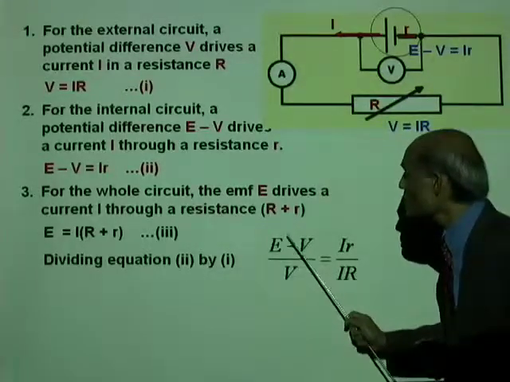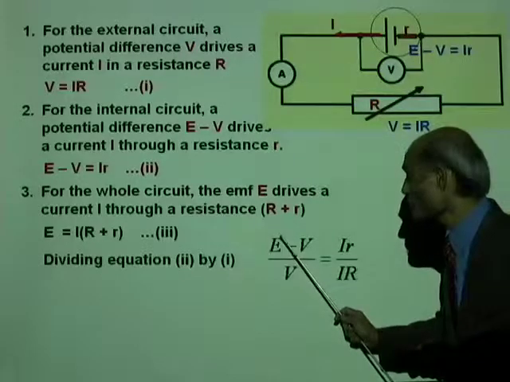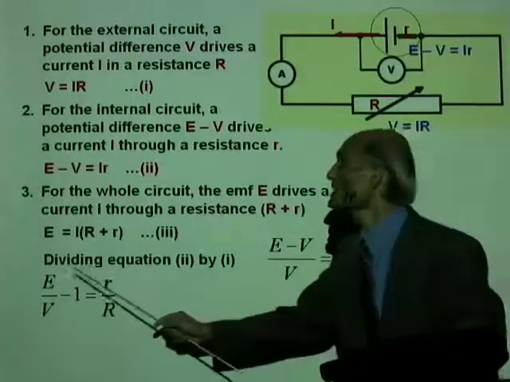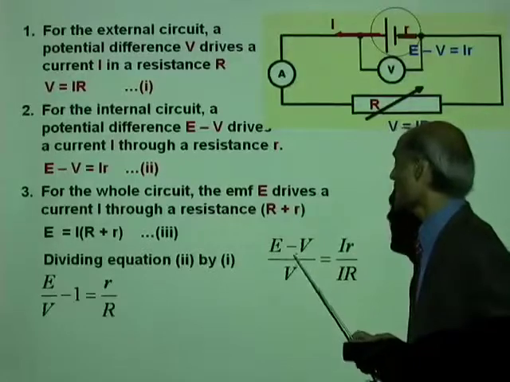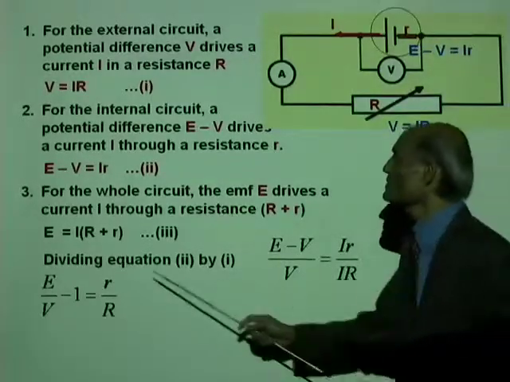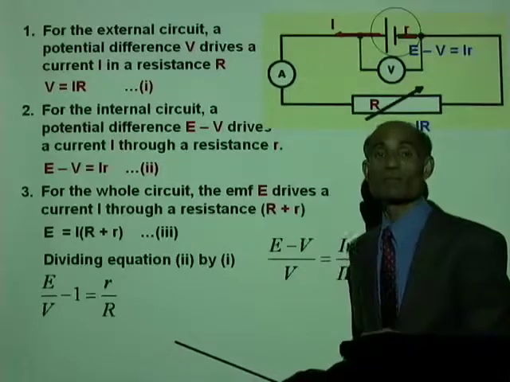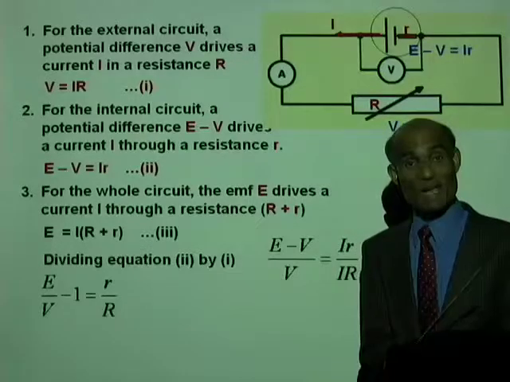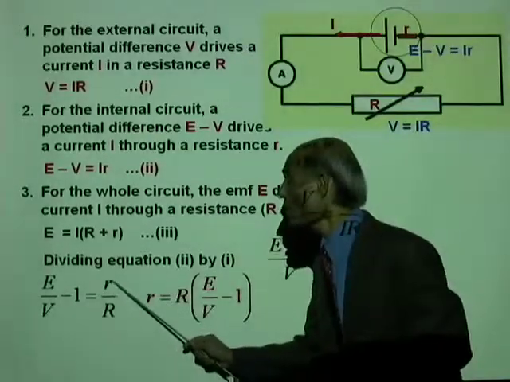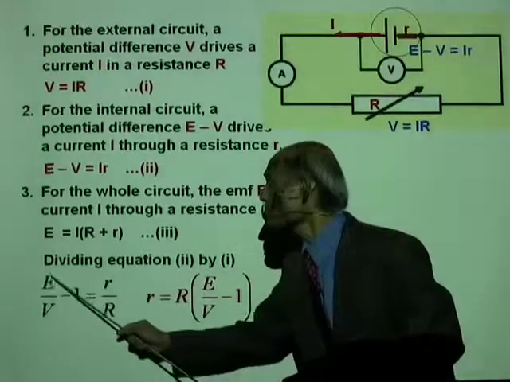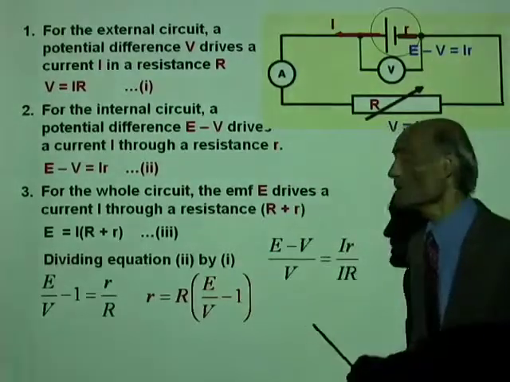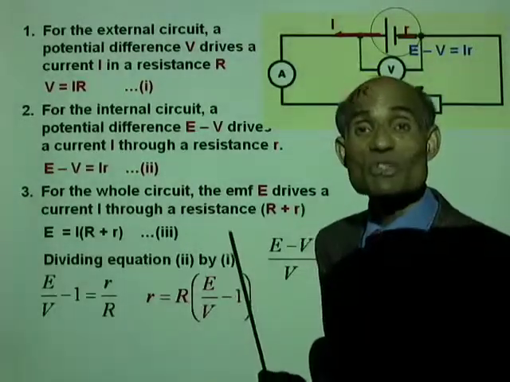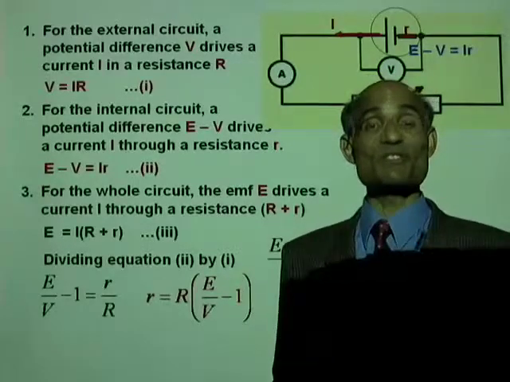The left side can be written as, look at the way I'm going to simplify this. This will be E over V minus V over V. That means E over V minus 1 equal to, cancelling I's, gives you r over R. And I can now obtain an equation for the internal resistance of the cell. Therefore, this small r equal to this big R multiplied by E over V minus 1. And this is an equation that will help you to calculate the internal resistance of the cell.